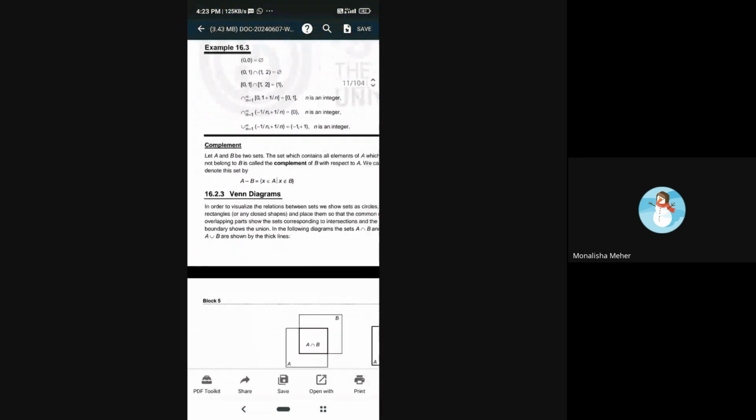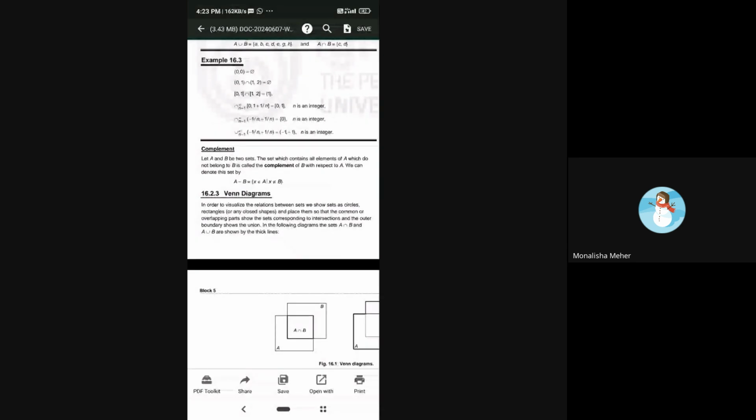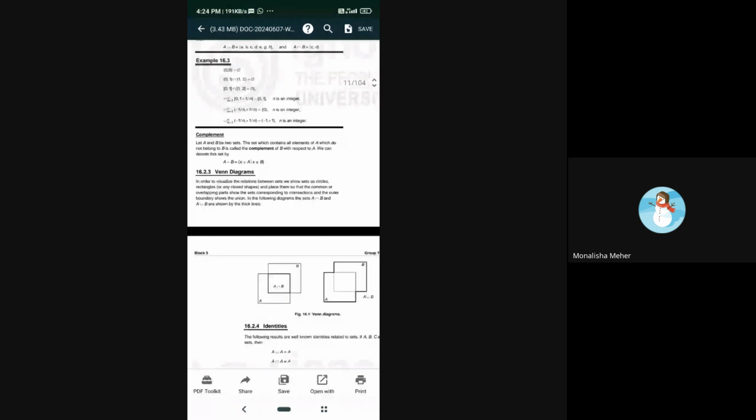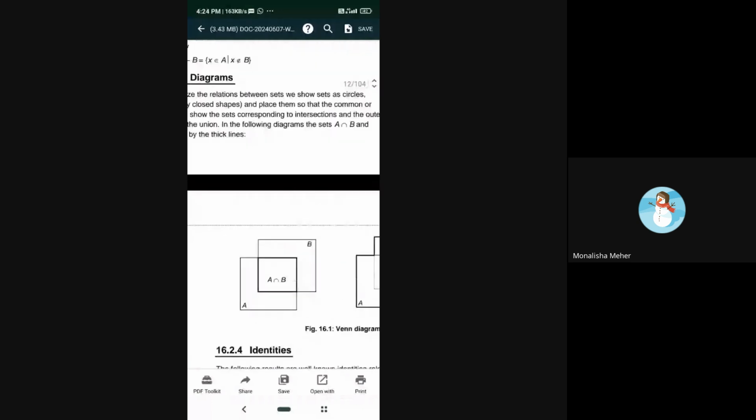Then we'll discuss Venn diagram. You already know it, but we'll recollect your ideas. Now, to visualize the relations between sets, we show sets as circles, rectangles, or any closed shapes, and place them so that the common or overlapping parts show the sets corresponding to intersections, and the outer boundary shows the union. In the following diagram, the sets A intersection B and A union B are given in thick lines. 16.1 Venn diagram. So A intersection B is the thick line shown here.